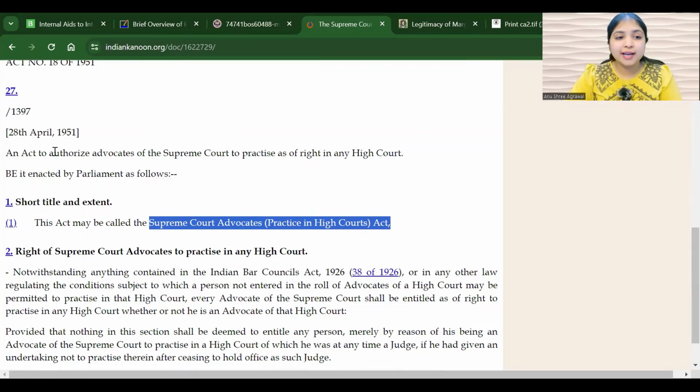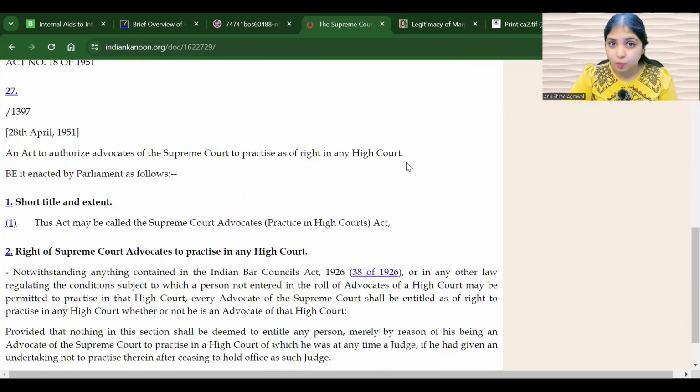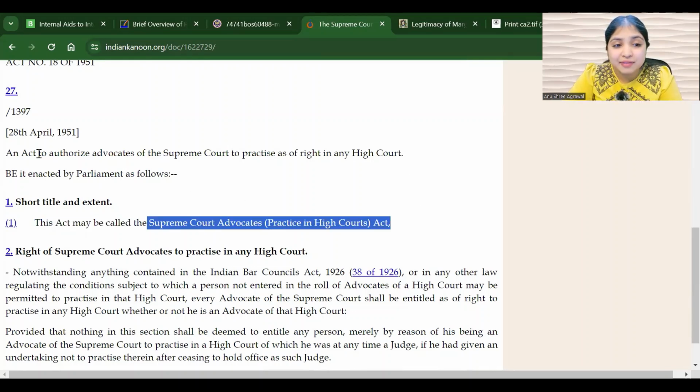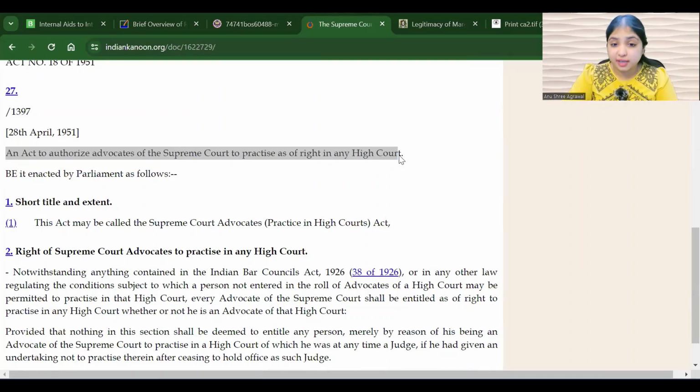Now, if you look at the long title of the act, there's a long title also: an act to authorize advocates of the Supreme Court to practice as of right in any high court. So this law has a short title over here and a long title over here. So whenever we are stuck with interpretation, we can have a look at the title. The title will help us understand.